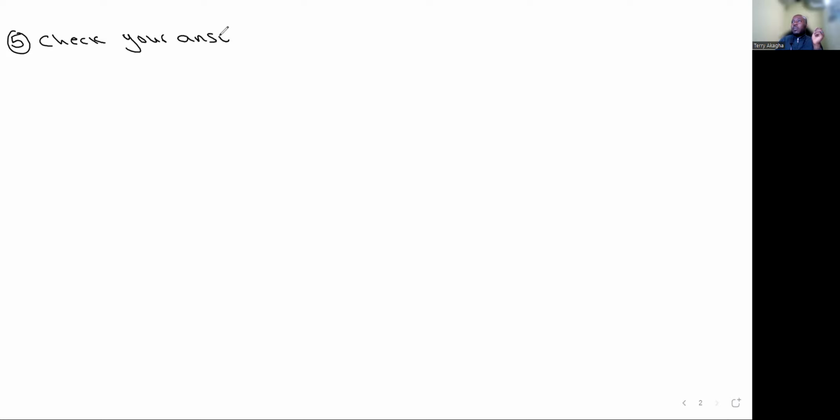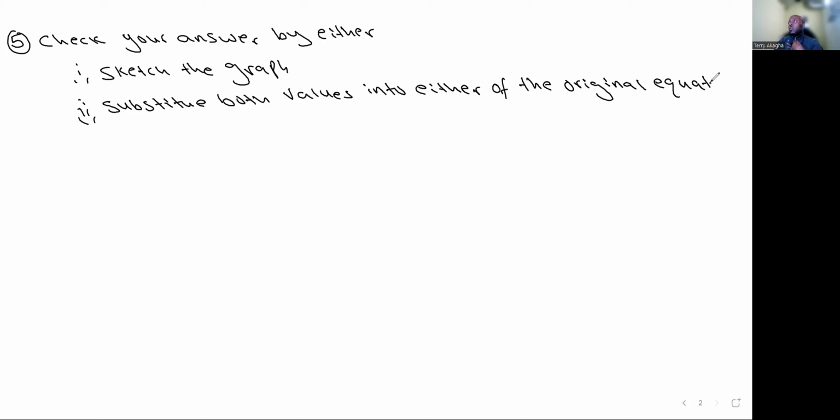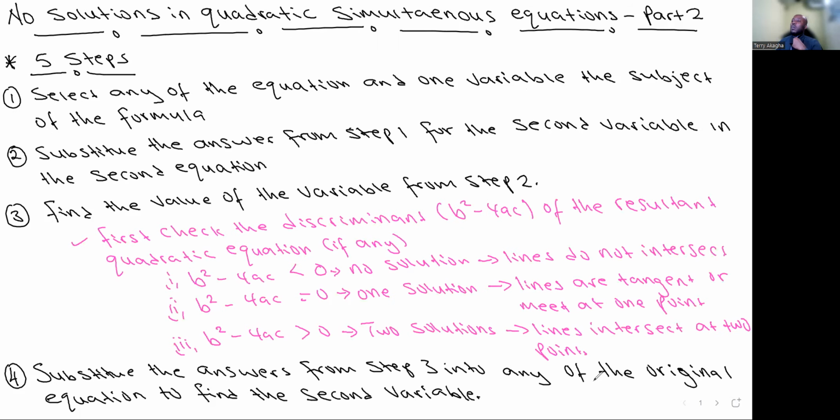Okay, so you check your answer by either one: either you sketch the graph if you want to, or if you don't want to sketch the graph, number 2, you can substitute both values into either of the original equations. So these are the 5 steps to do this.